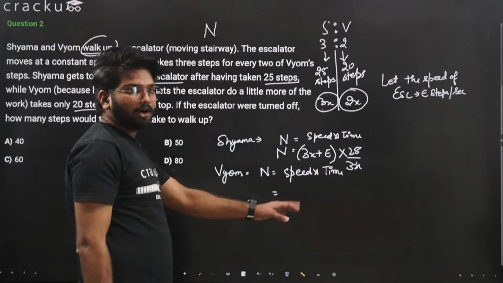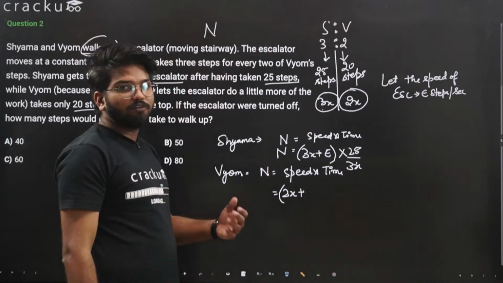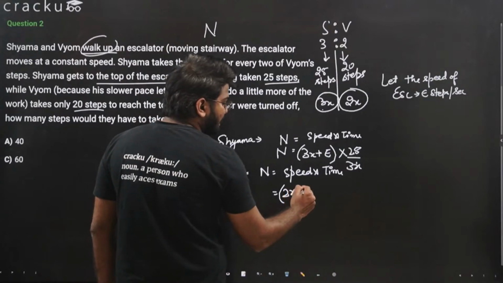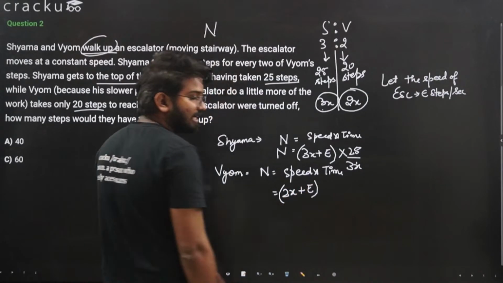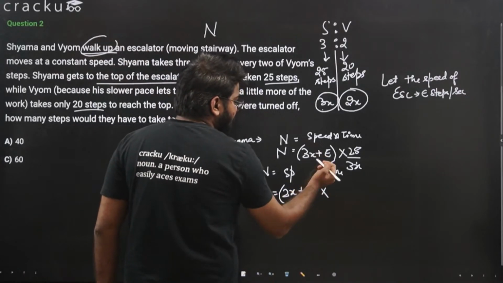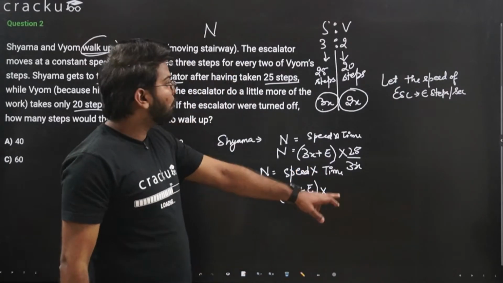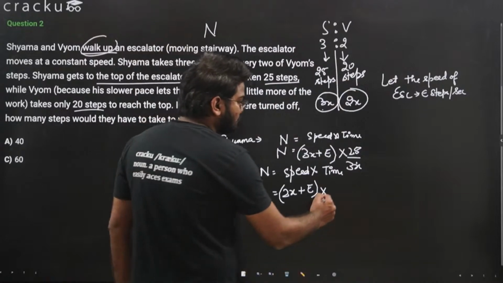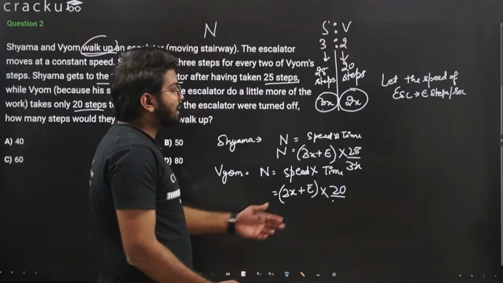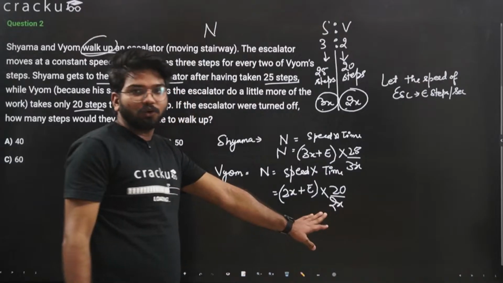The speed of Vyom is what? 2x plus the speed of escalator, because both are moving on the moving escalator. So the relative speed is the sum of the speeds, into again time. The time in Vyom's case is, Vyom is covering 20 steps at the speed of 2x steps per second. So this is the second equation.